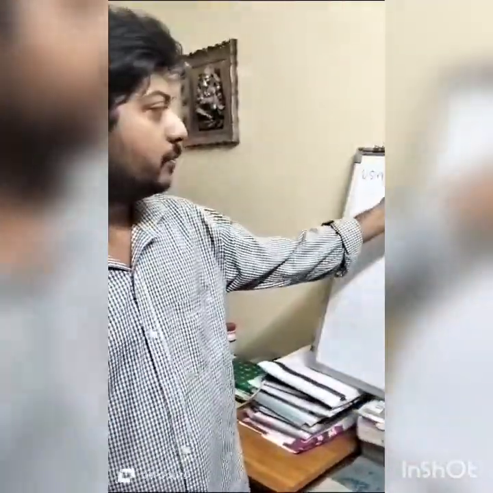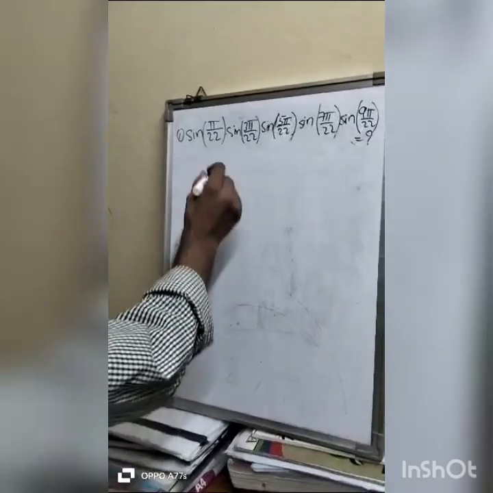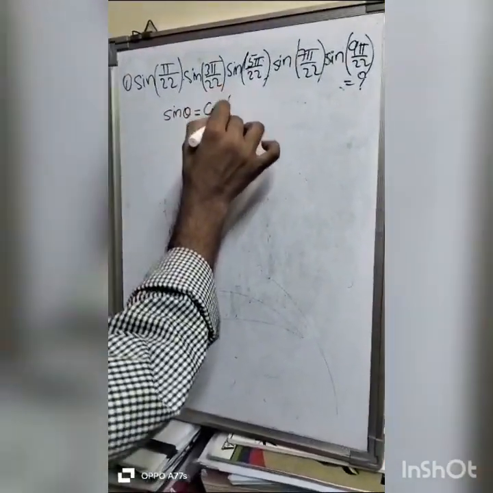Hello guys, today let us solve last year's JEE Mains Mathematics problem, that is sin pi by 22 into sin 3 pi by 22 into sin 5 pi by 22 into sin 7 pi by 22 into sin 9 pi by 22. So first of all, let us understand how to convert the sin theta in terms of cos theta.